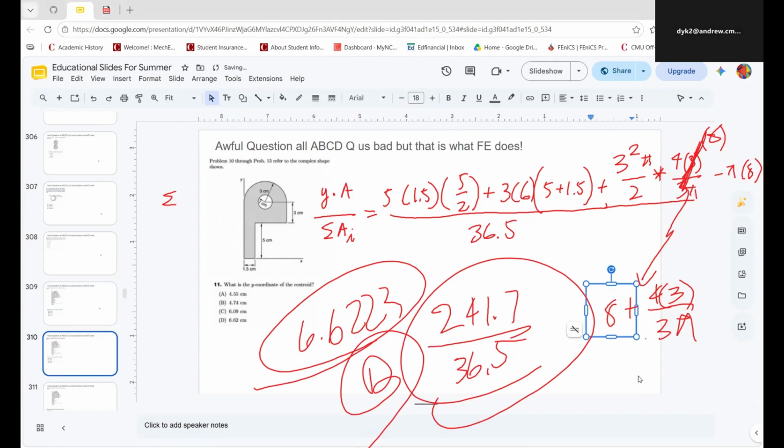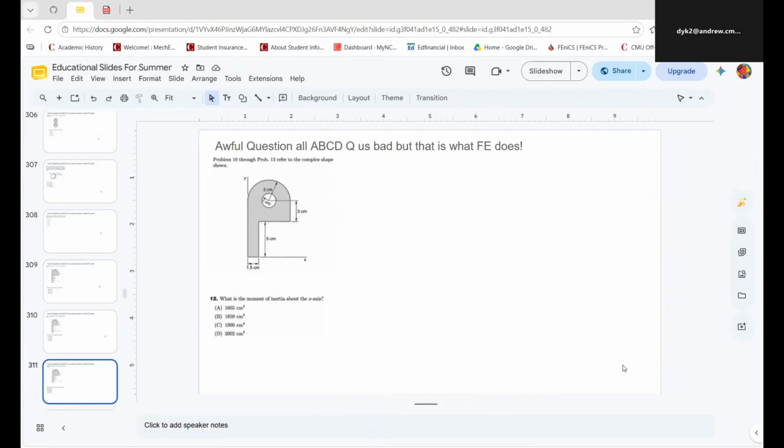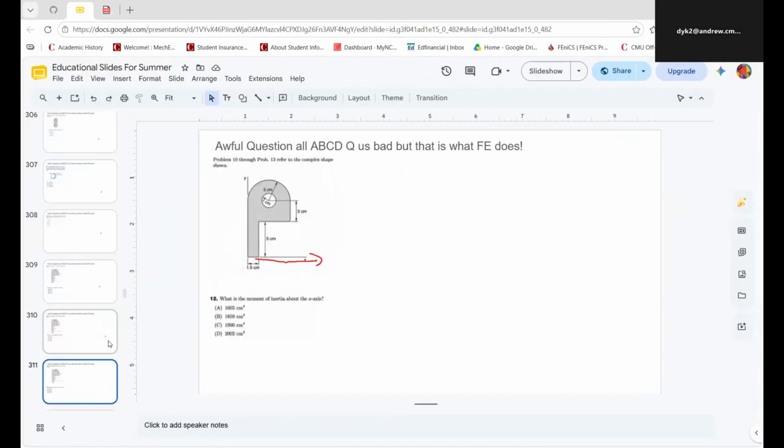All right, we have D now. What's the next one? What is the moment of inertia about the x-axis? Okay, so we do the x-axis over here, and we do moment of inertia. So moment of inertia on the x-axis is basically doing all of that again.